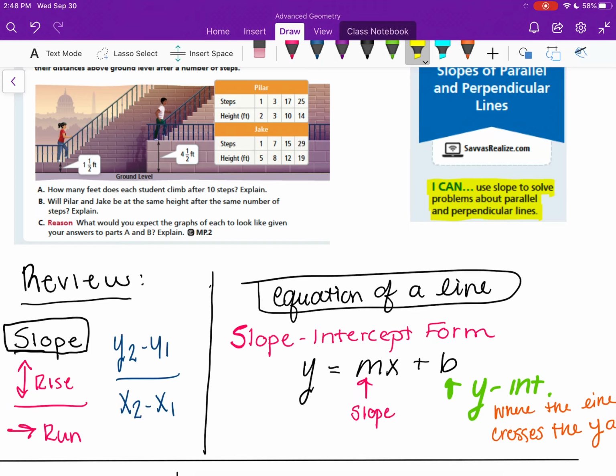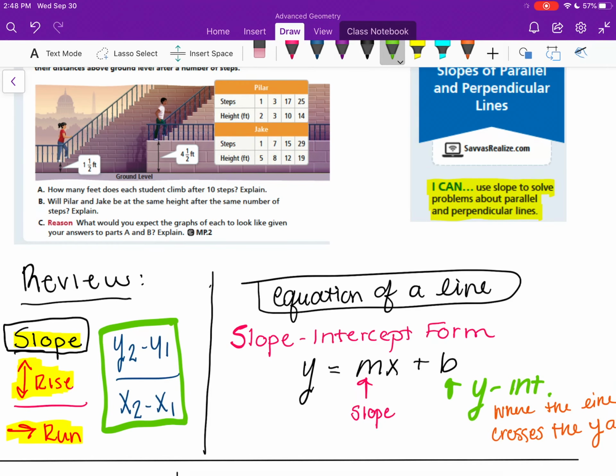I want to review that slope is the quotient of the rise, the vertical positive or negative rise up or down, over the run to the right. So if it is negative, that means it's going down and to the right. If it is positive, that means it's going up and to the right. And you can calculate that using our slope formula.